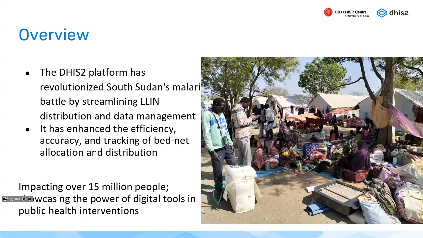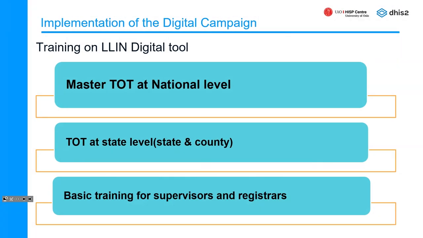We distributed around 6-8 million, I think, nets, benefiting around 15 million people. And South Sudan is a very large country with a very small population. So these were some of the steps that we undertook to make sure that the distribution went on smoothly.